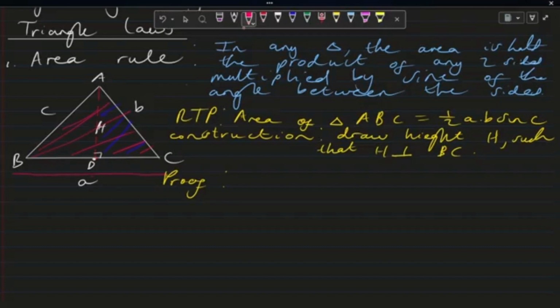Now we determine the area of triangle ABC using what we know already from grade 9 or grade 8, that the area of a triangle is a half base times height. And then we will manipulate the equation, and then we will come to this conclusion.